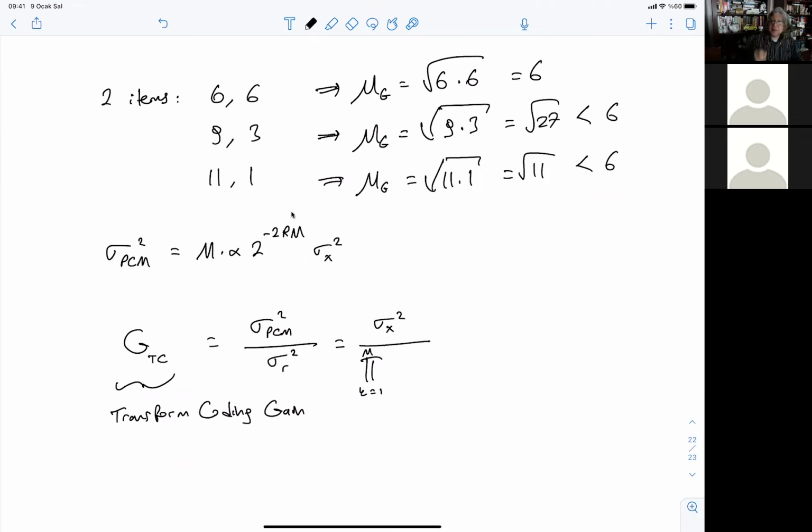Sigma x squared will be the only thing left in the numerator, because the other terms will cancel with the terms corresponding to the denominator side. And I will be left with sigma x squared, just the variance of a sample, divided by the geometric mean of the channel variances.